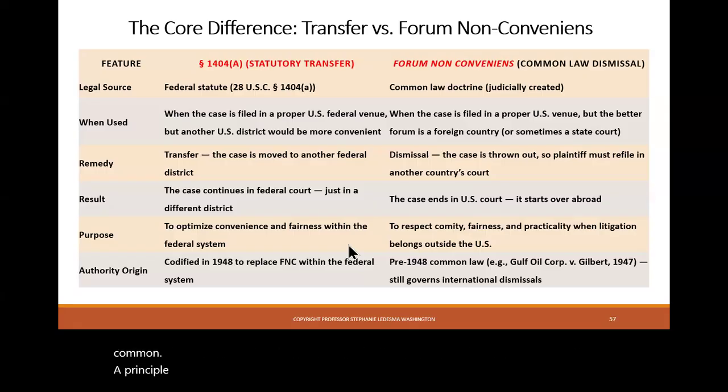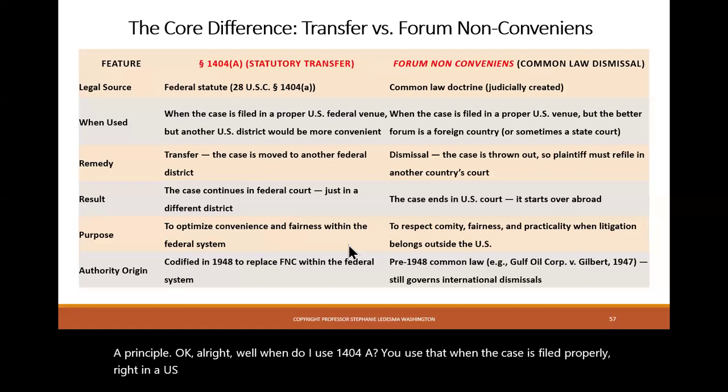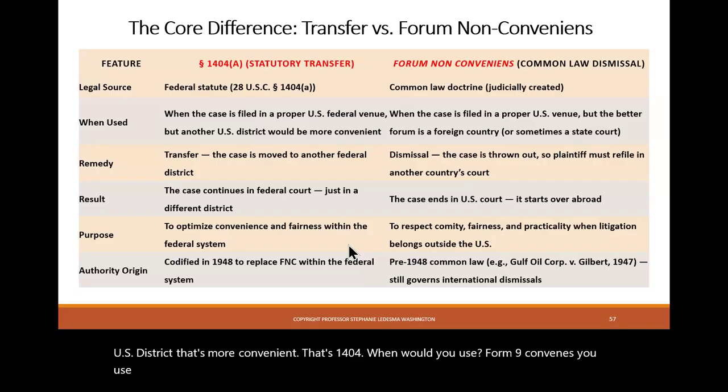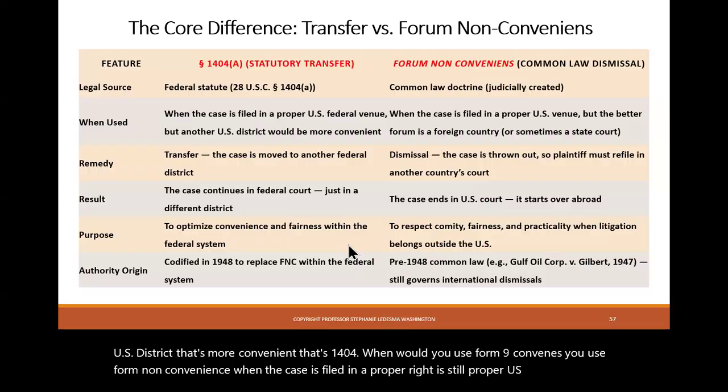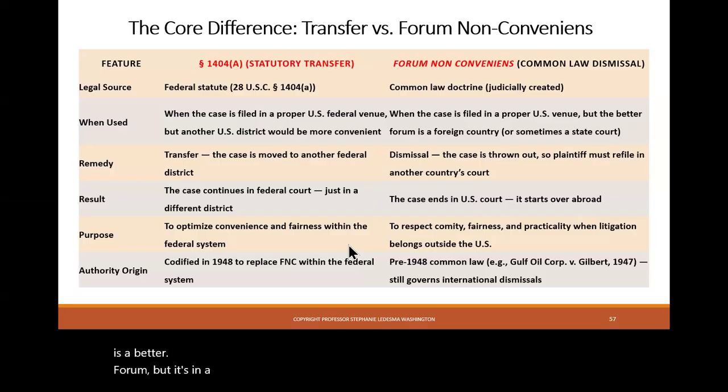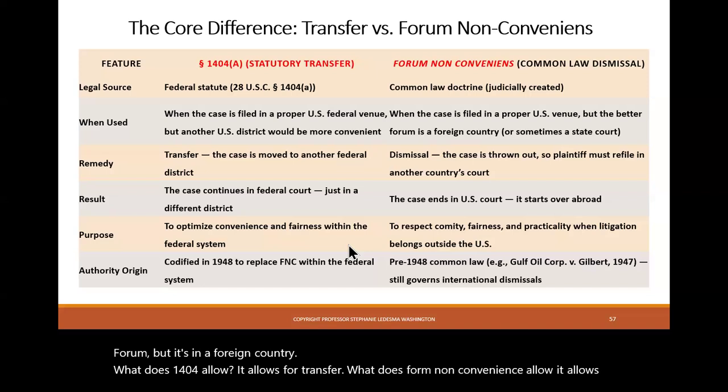Okay, all right. Well, when do I use 1404(a)? You use that when the case is filed properly in a U.S. federal venue, but there's another U.S. district that's more convenient. That's 1404. When would you use forum non conveniens? You'd use forum non conveniens when the case is filed in a proper, still proper U.S. venue, but there is a better forum, but it's in a foreign country. What does 1404 allow? It allows for transfer. What does forum non conveniens allow? It allows for dismissal, right?